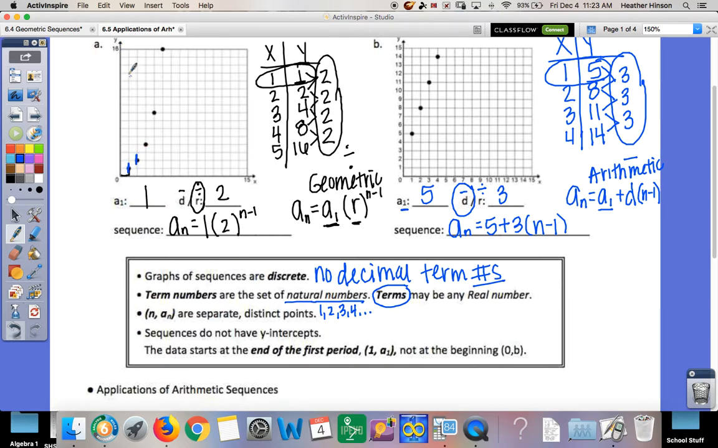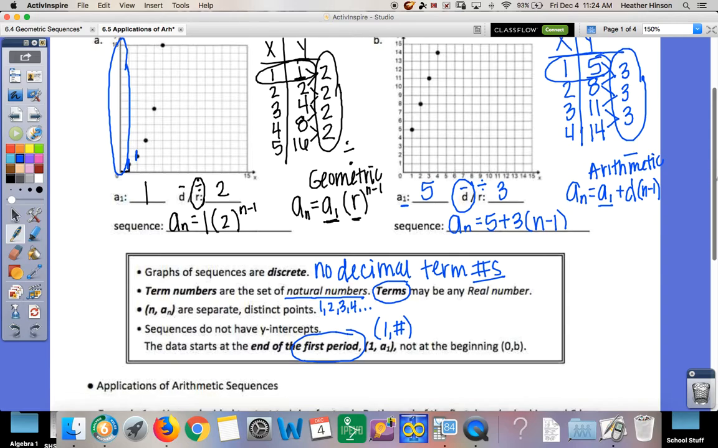Your sequences are not going to have a y-intercept. They're never going to hit this y-axis because we're starting at 1. We start at the end of the first period. So they're going to start at 1, then whatever your first term is, not 0. So it's always going to start at 1.